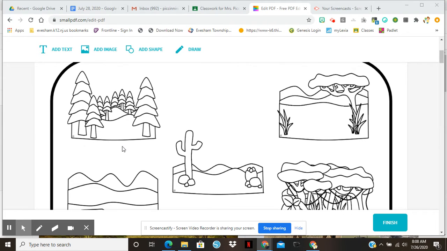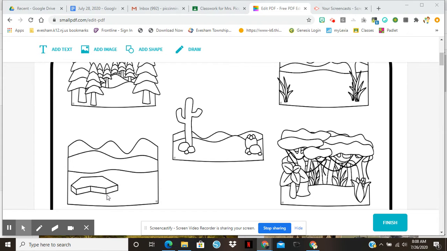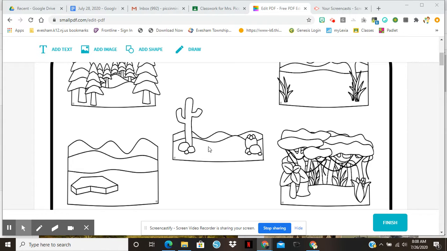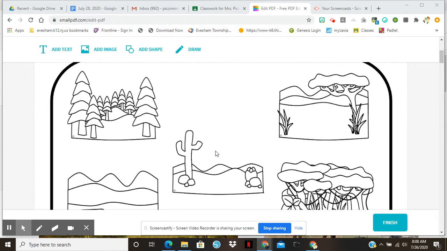This one is the forest. The forest we know a lot about in New Jersey because we have areas where we live called the pinelands that could be known as the forest. This is going to be the tundra, so where it's really cold and icy. This must be the desert. The desert would be out west where it's really dry and arid and hot.